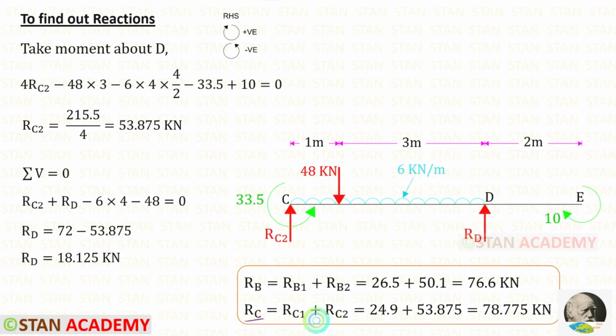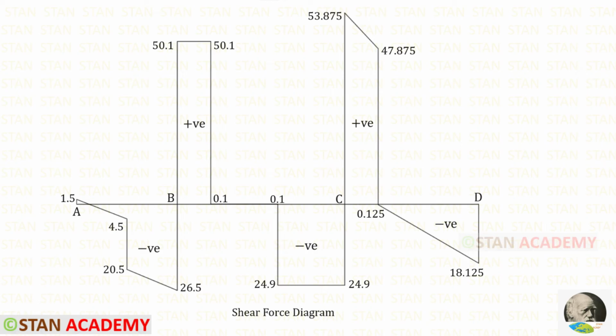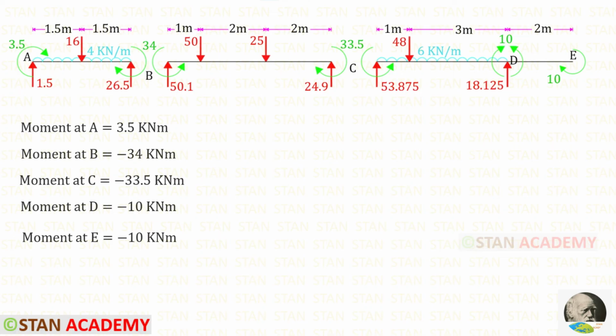To find RC, we have to add RC1 and RC2. When we add both of them, we will get 78.775 kilonewton. Here you can see the shear force diagram. Now we are going to draw the bending moment diagram.